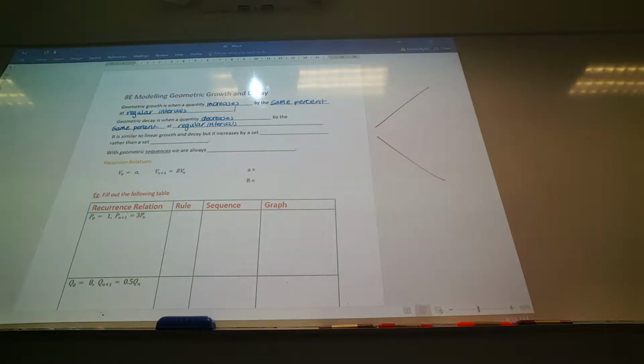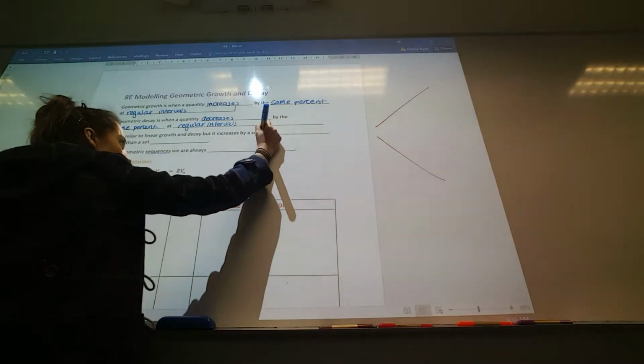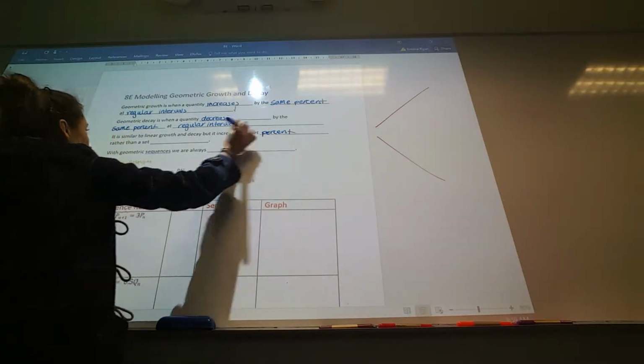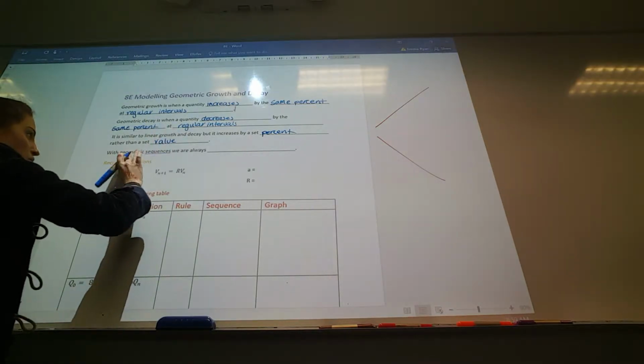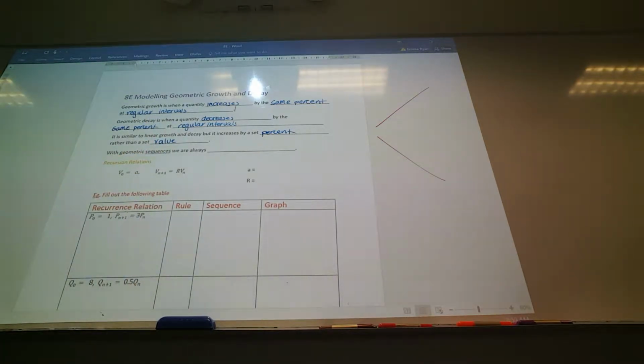So it's similar sort of calculations that we're doing, but instead of talking about linear, we're talking about geometric. We'll get into what that looks like in a moment. It's really similar to linear growth and decay, but it increases by a set percent rather than a set value. That's the biggest difference. When we talked about linear, it was increasing by the same amount every single time. So plus 2, plus 2, plus 2, or take away 2, take away 2. It was going up and down by the same amount.